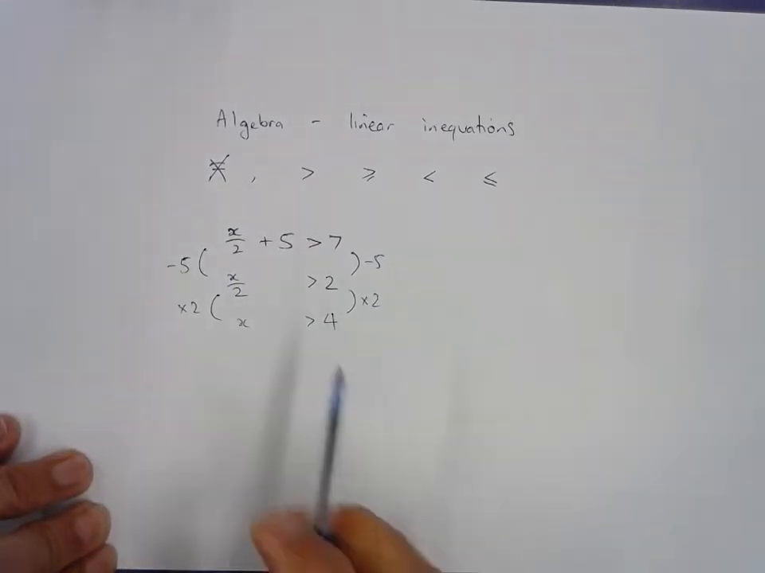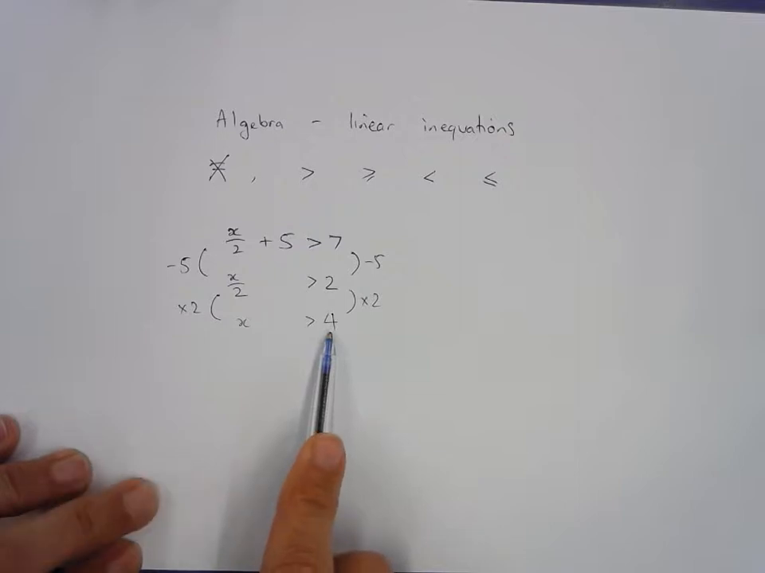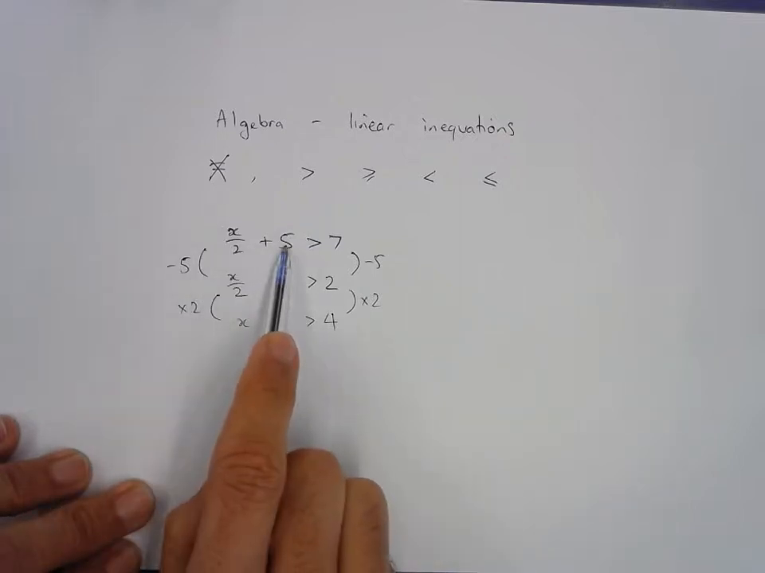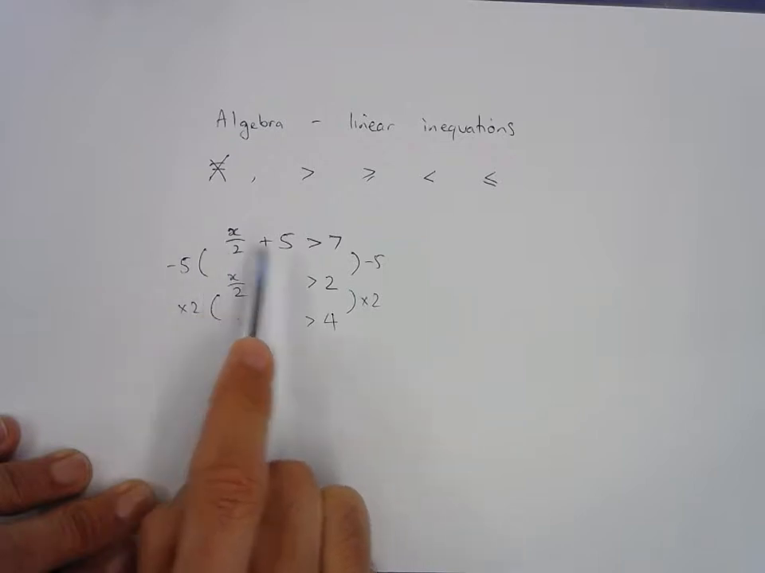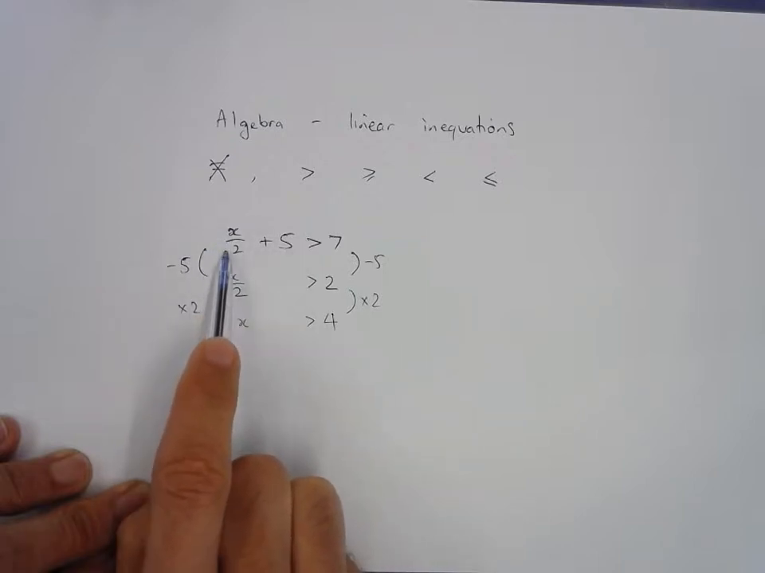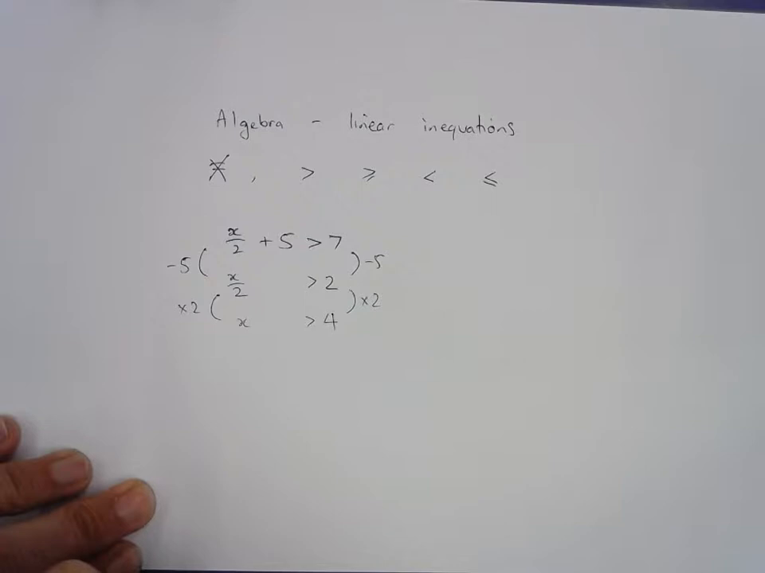We can check our answer. If x is greater than 4, then x over 2 plus 5 must be something more than 4 over 2, so it must be something more than 2 plus 5. X over 2 plus 5 must be more than 7.